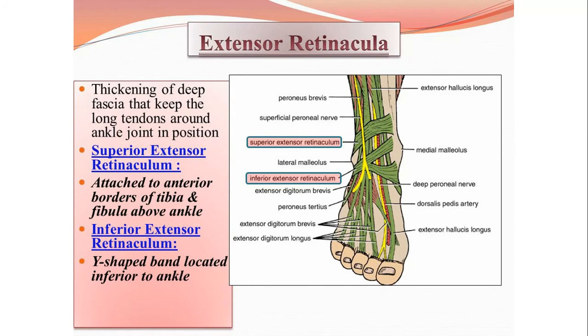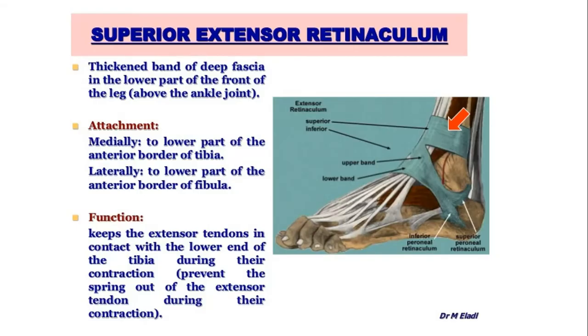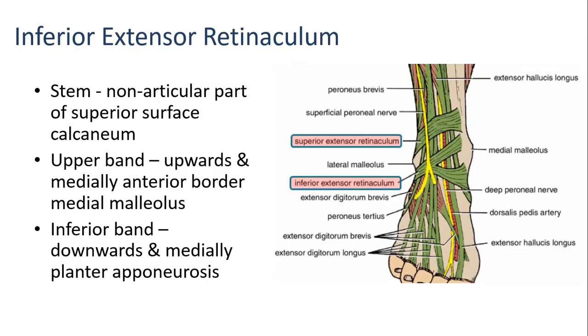So, the superior and inferior extensor retinaculum that you have seen before. The superior one attaches to the lower part of the anterior border of the tibia and the lower part of the anterior border of the fibula, and its function is to stabilize the tendons while they are functioning. The inferior extensor retinaculum is attached by its stem to the non-articular part of the superior surface of the calcaneum on the lateral side, and medially it is attached to the medial malleolus and to the inferior band of the plantar aponeurosis.